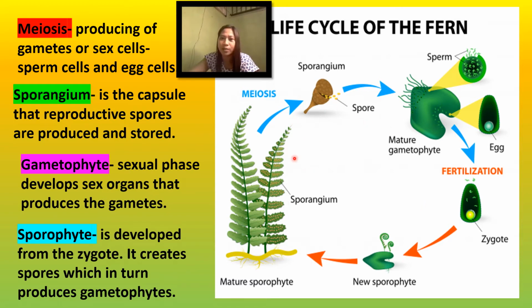I hope you understand. So the start is meiosis, and then sporangium. Next is the gametophyte stage. Then it will be fertilized. Then it will form the zygote. Then this zygote will develop into a new sporophyte, and this new sporophyte in turn produces the gametophytes.